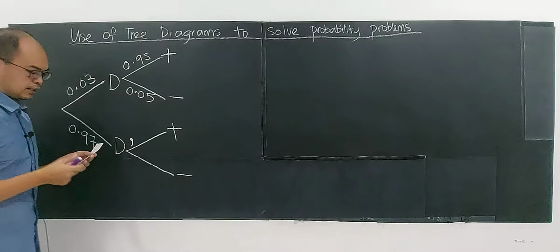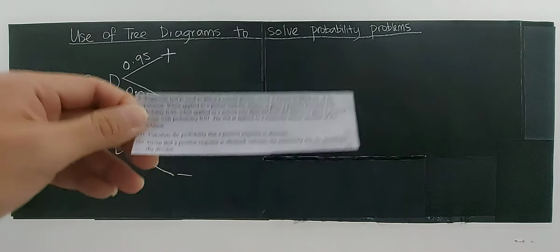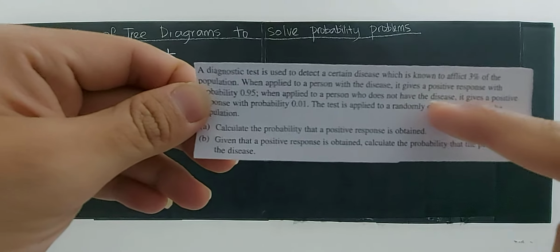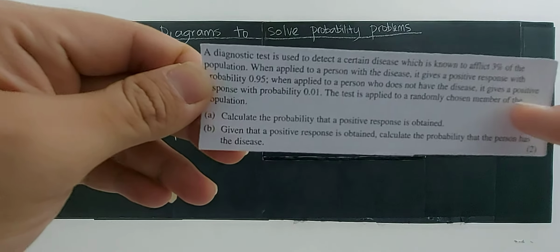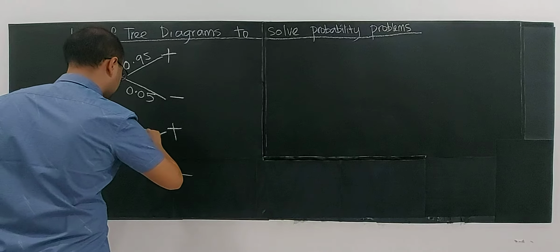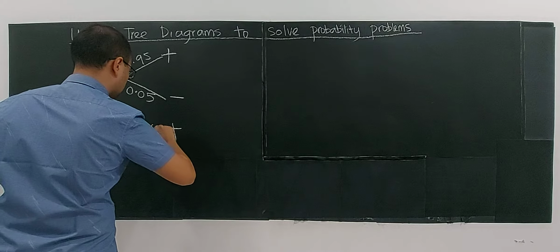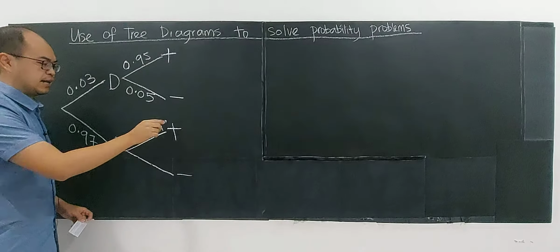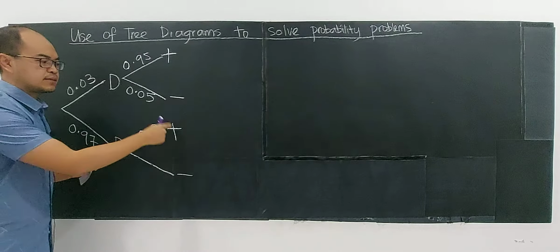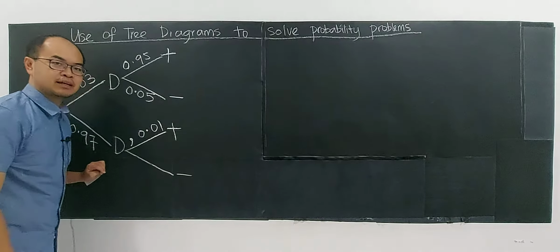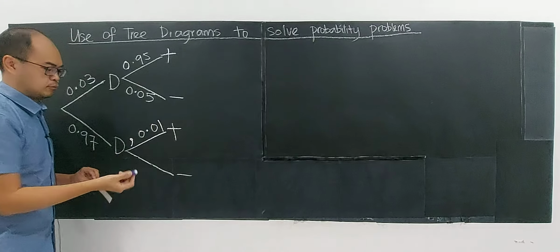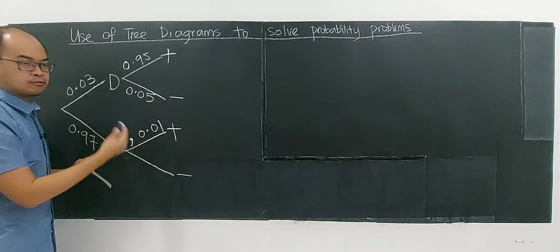No disease. Then again, when applied to a person who does not have the disease, it gives a positive response with 0.01. This is unlucky, very unlucky. Because why? You have no disease but the test is positive and you need to be quarantined. This is very dangerous. But we have no choice, that's the test we have.